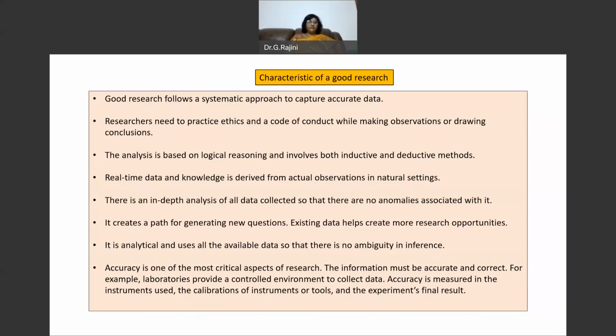So for example, if the laboratory provides a controlled environment to collect data, we need to have an experimental group as well as a control group. So accuracy is also measured in terms of the instruments we use and the calibration of the instruments, the tools we use. Supposing you have a questionnaire for data collection, then the reliability of that particular questionnaire is checked by finding out the Cronbach's alpha value.